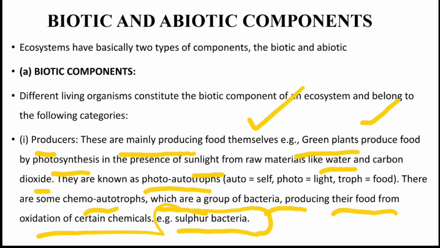For example, green plants. Green plants are always the producers because they have the capability to produce their own food, because they have the chlorophyll pigment, and in the presence of sunlight and using raw materials like water from the soil and carbon dioxide from the atmosphere, they prepare their own food. Then chemoautotrophs use various chemicals, for example sulfur bacteria, green sulfur bacteria, etc.